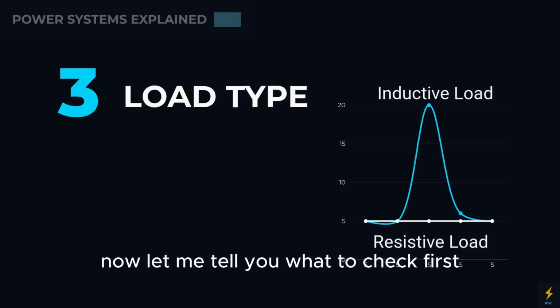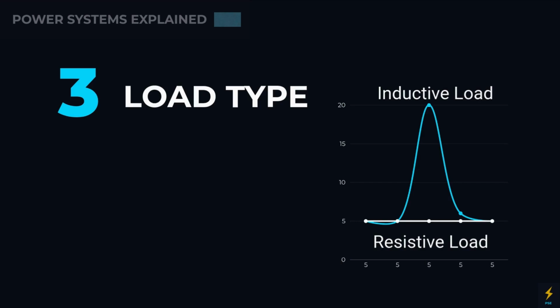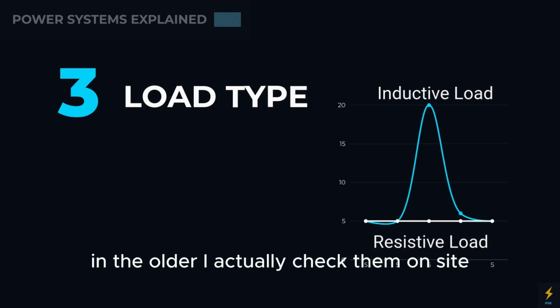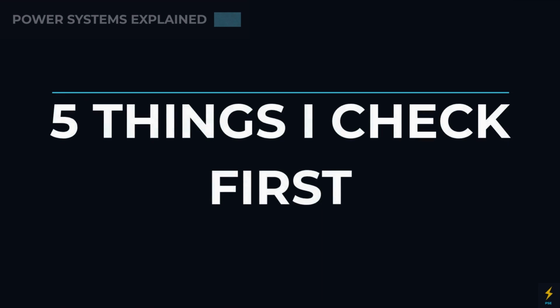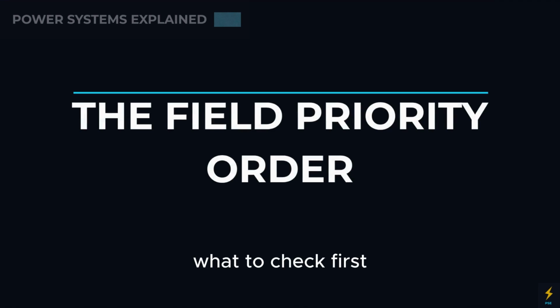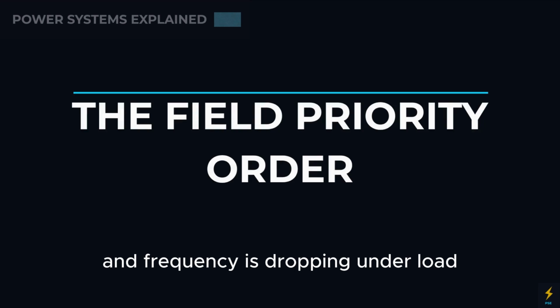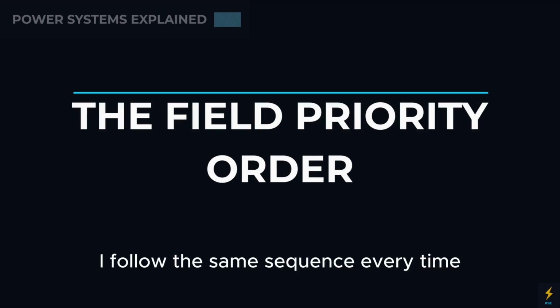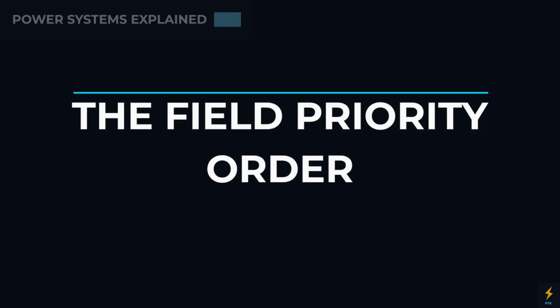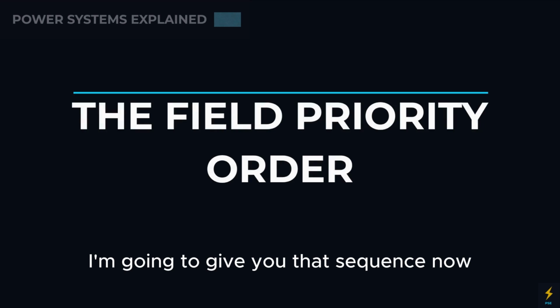Now let me tell you what to check first, in the order I actually check them on site. What to check first? Field priority order. When I arrive on site and frequency is dropping under load, I follow the same sequence every time. I'm going to give you that sequence now.